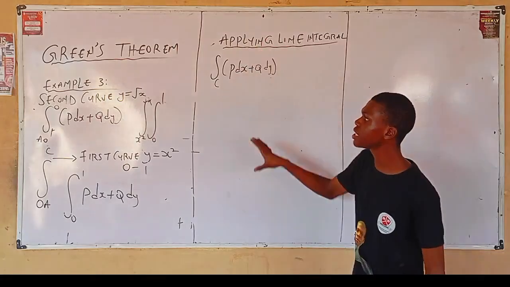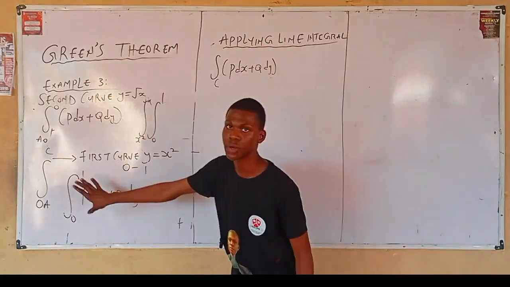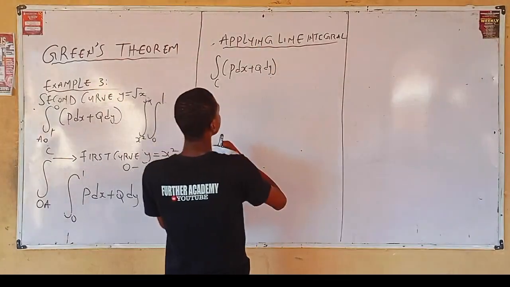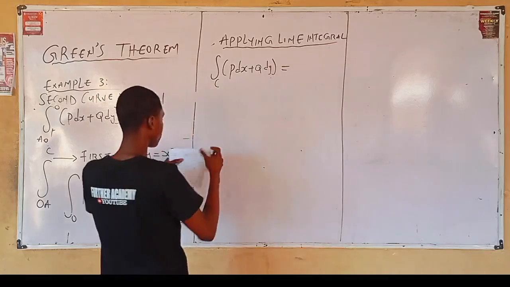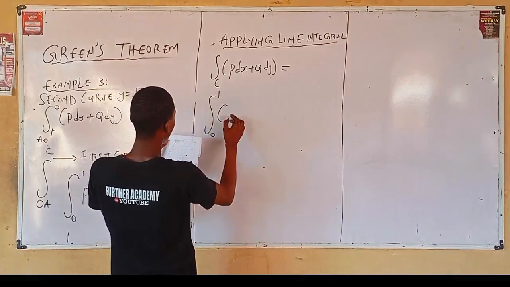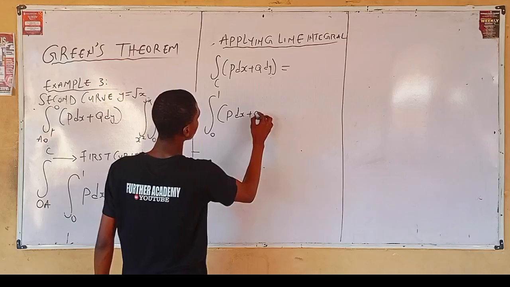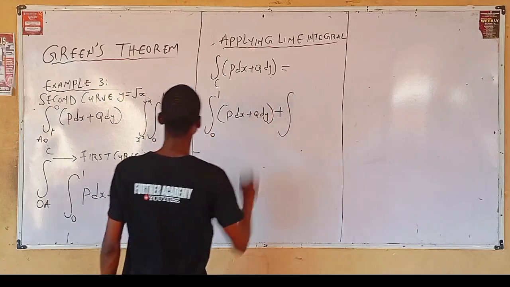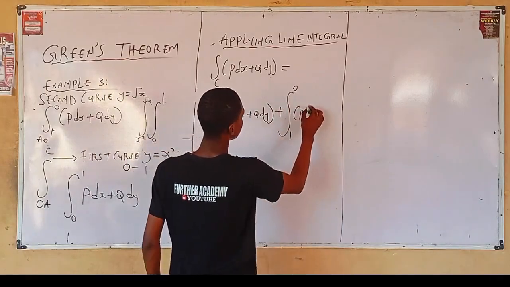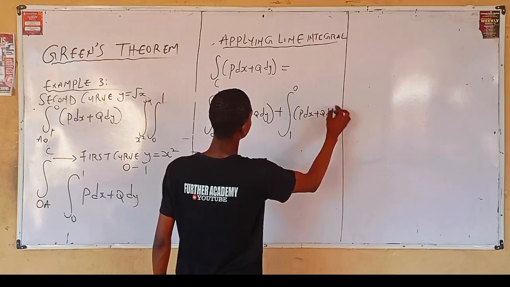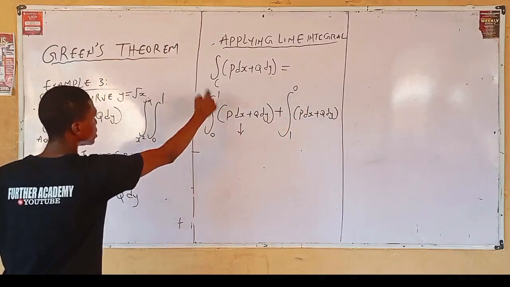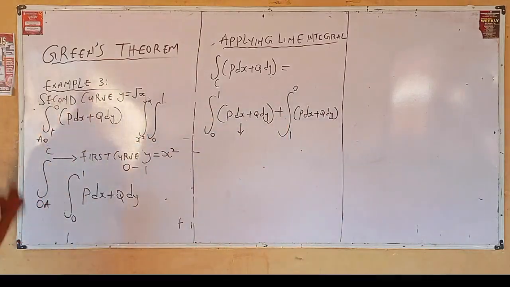So I'm going to implement line integral to this first curve, and to this second curve. This line integral is equal to the integral of the first curve from 0 to 1 of p dx plus q dy, plus the integral from 0 to 1 of p dx plus q dy, right? Now what curve is this for? What curve will you implement this limit on? Check, is it the first curve or the second curve?